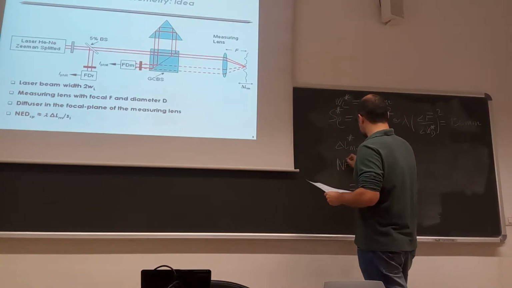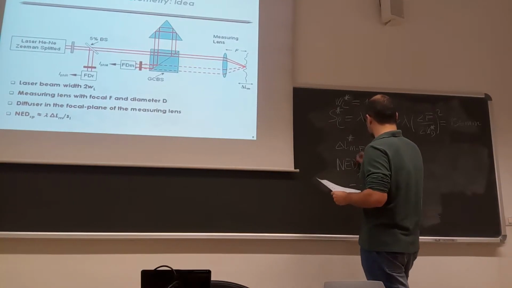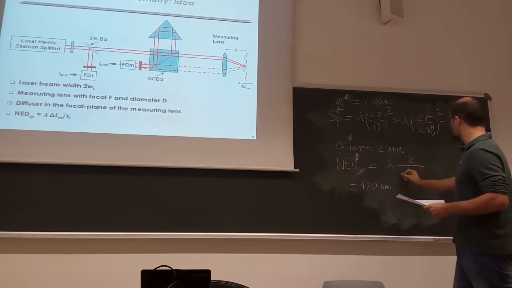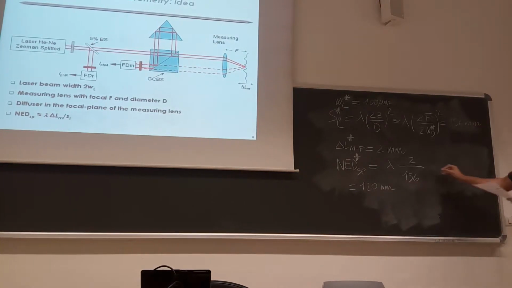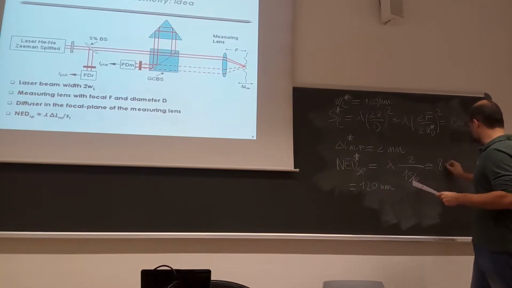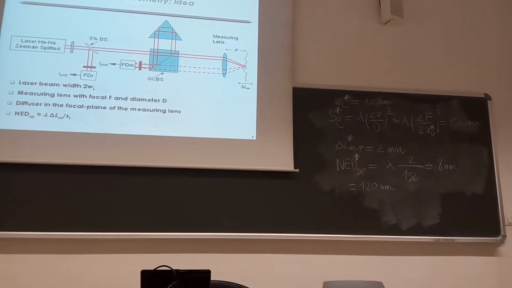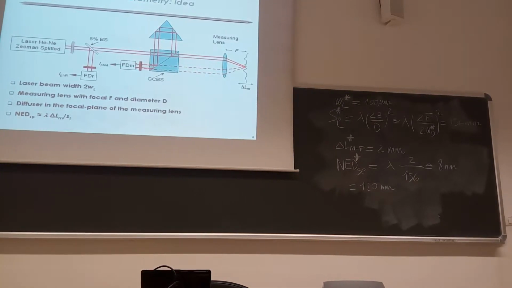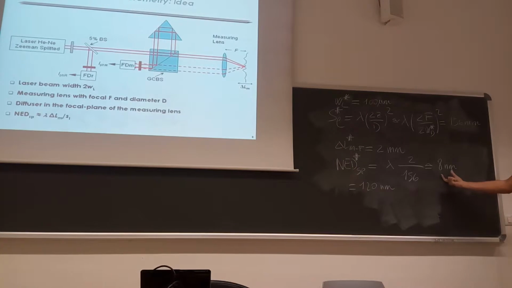And so the new noise equivalent displacement of the speckle is given by the wavelength divided by 2 over 156. Okay? And in this case, we have more or less 8 nanometers of minimum measurable displacement. Okay? We gained something in noise equivalent displacement terms. We can be definitely more precise.